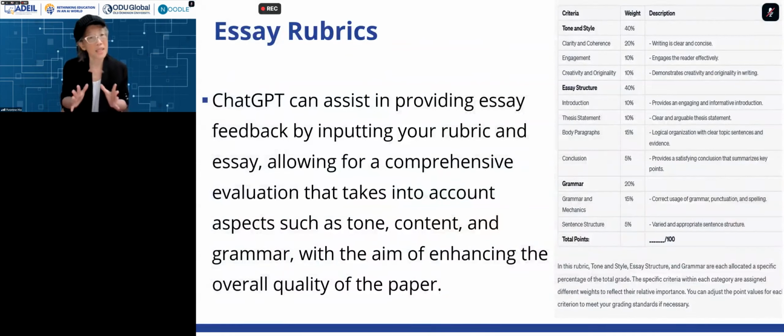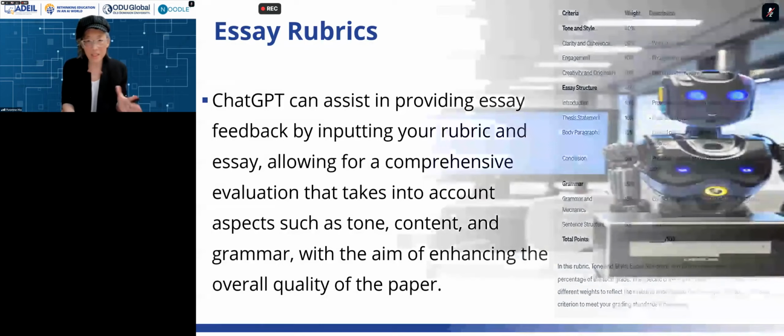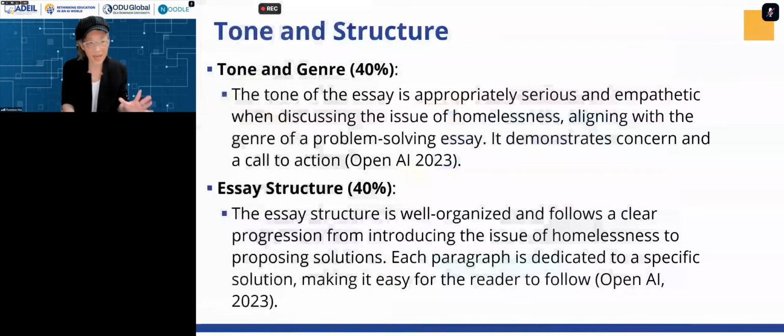And so ChatGPT can assist in providing essay feedback. So you input your rubric. And so I just took a rubric for one of my classes where it's 20% tone and 40% essay structure, and then 20% grammar. And then I put that in, and then ChatGPT created this. So it was really great. And so ChatGPT is very good at creating that. And then also when you input student papers into ChatGPT, it gives you this kind of feedback.